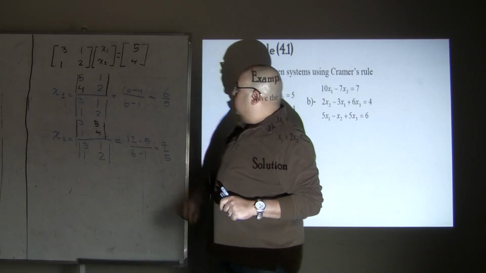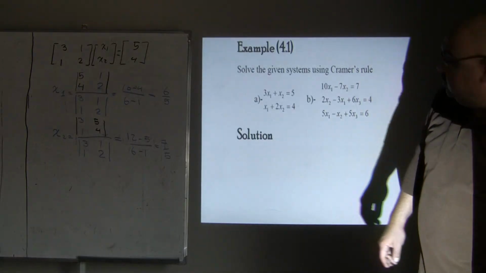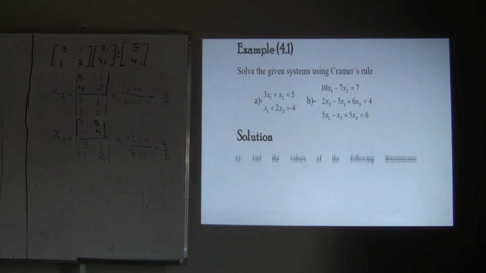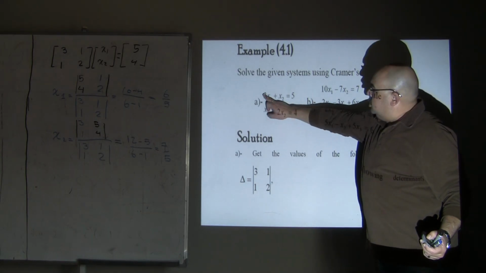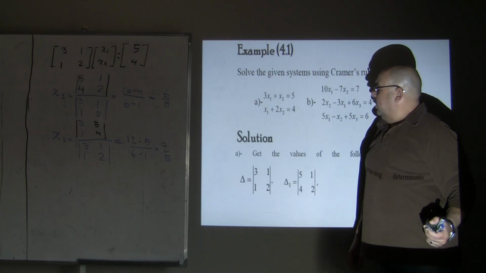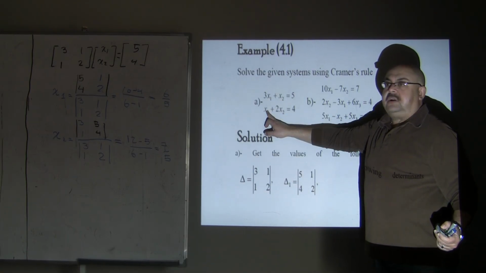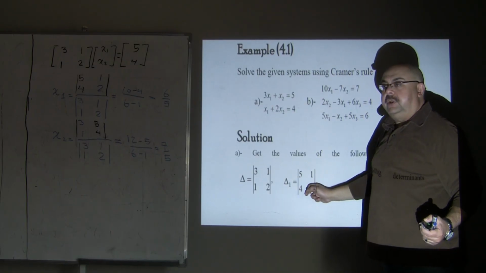3. The determinant of the coefficient matrix, so just in a sec, I will put it to you in a system of equations. Here we go. That's the determinant of the coefficient matrix, which is 3, 1, 1, and 2. Then I will get the determinant of the first column, or the first variable, which is going to be 5, 4, 1, and 2.